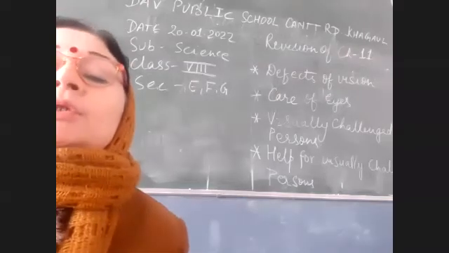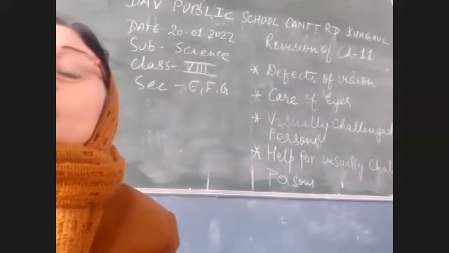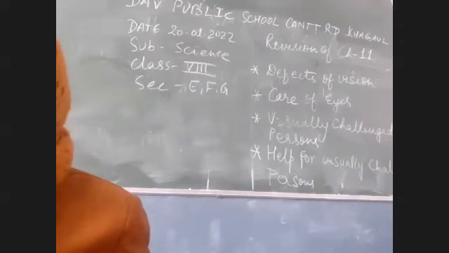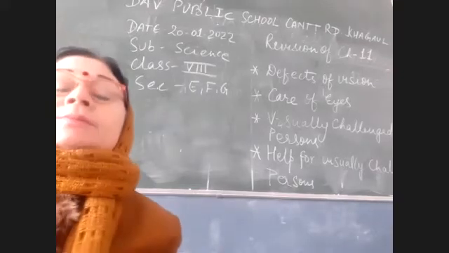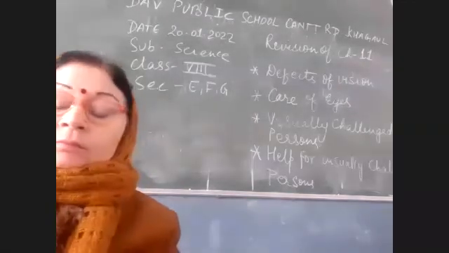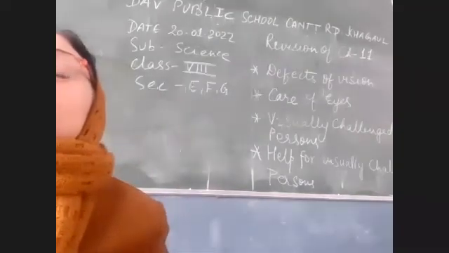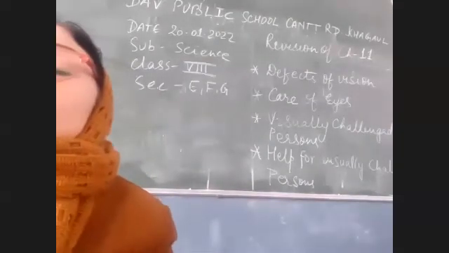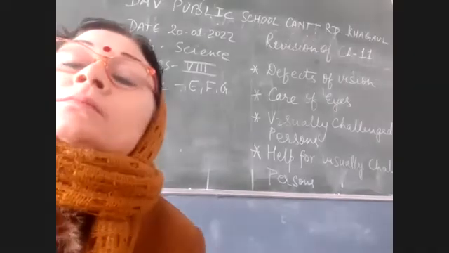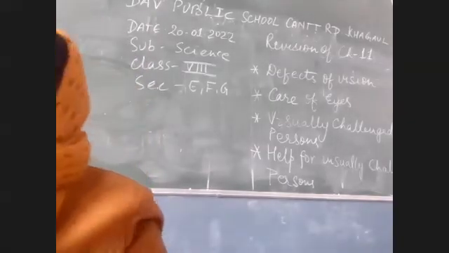Okay. Priyanshu, yes, ma'am. You tell me what is myopia? Myopia is a defect of the eye in which a person is not able to see distant objects because the image is formed at the front of the retina.